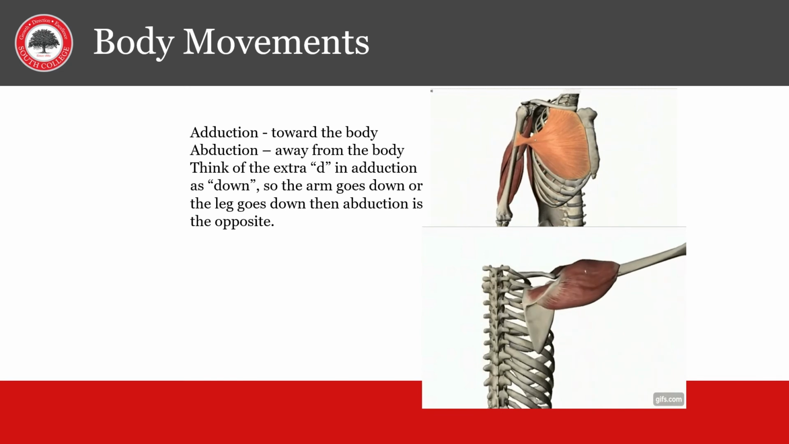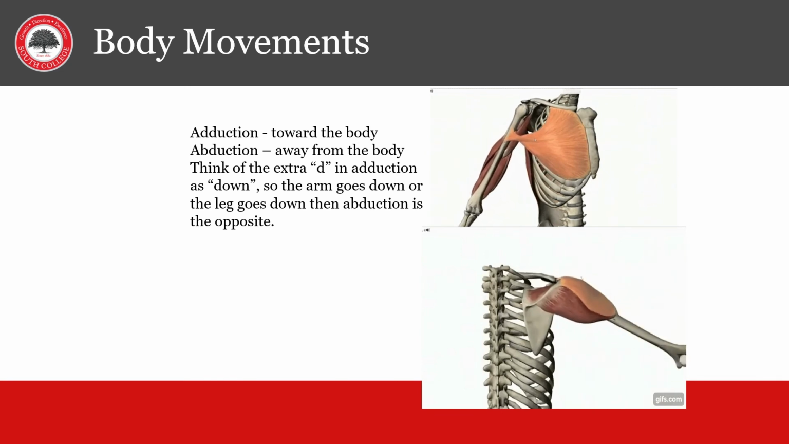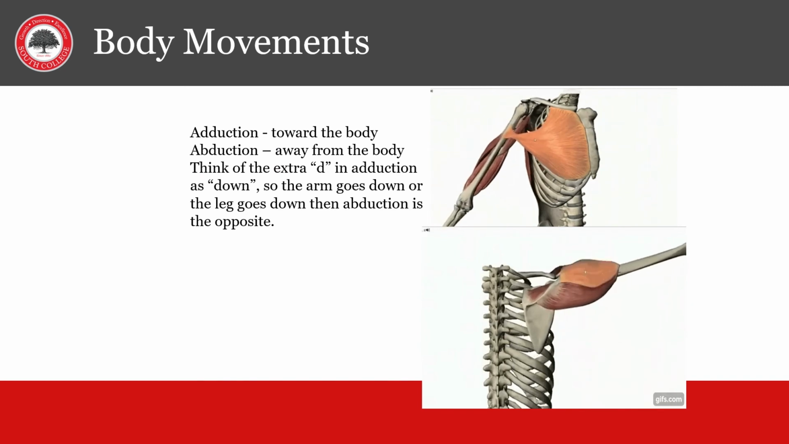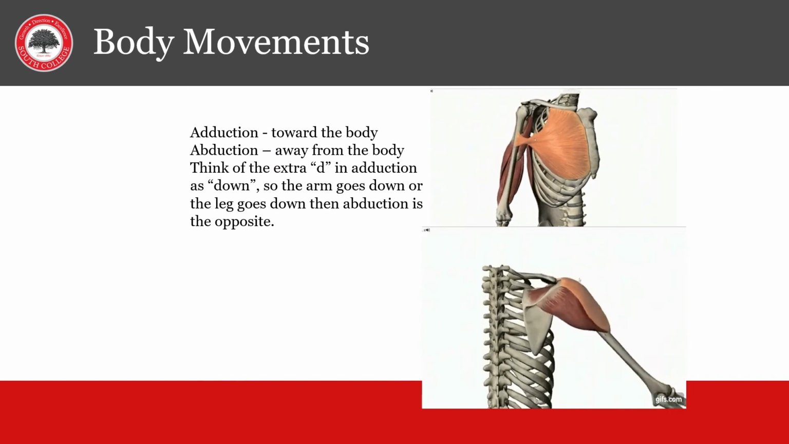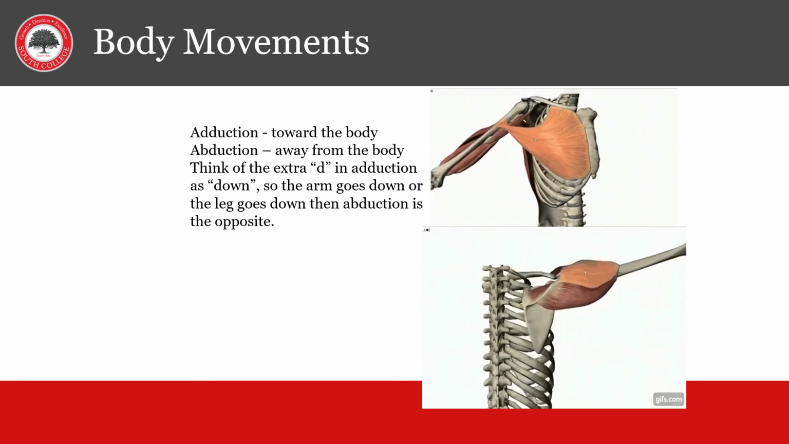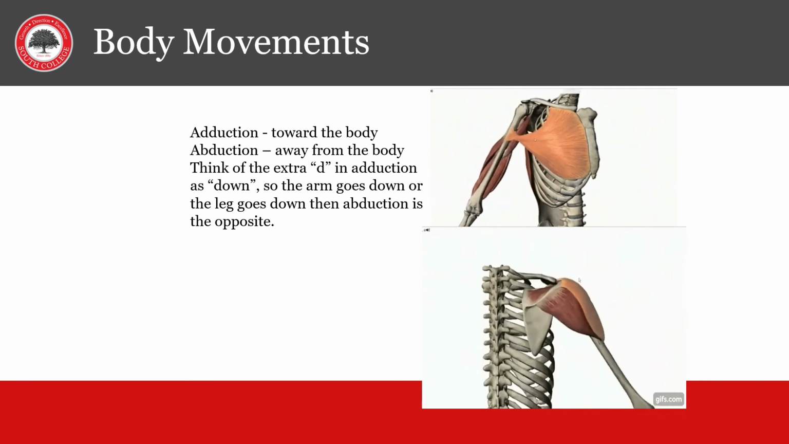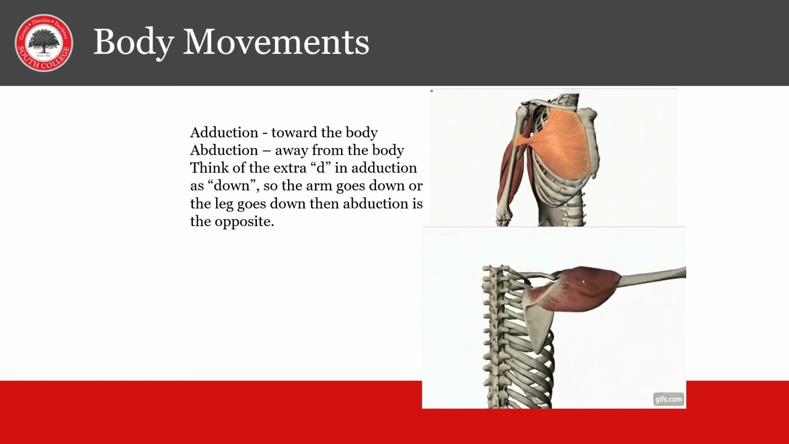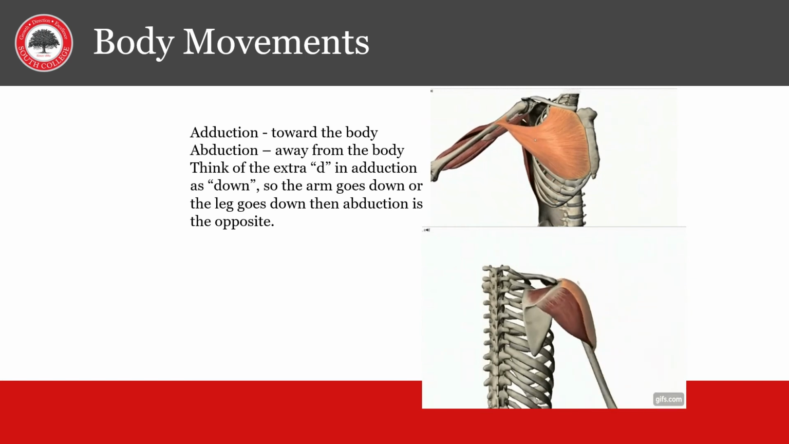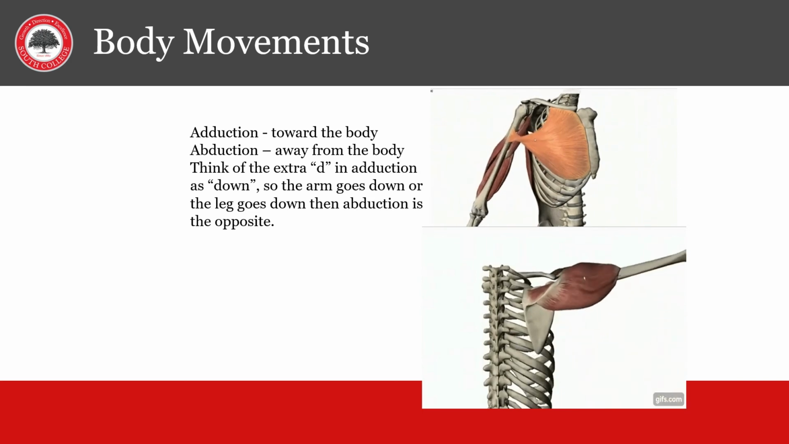Let's look at some of the muscle movements. For example, adduction is moving the arm or leg down from an upward position, while abduction is moving the arm or leg up from a downward position. Think of that extra D in adduction as down to help you remember that adduction is moving down toward the body, and then abduction is just the opposite.